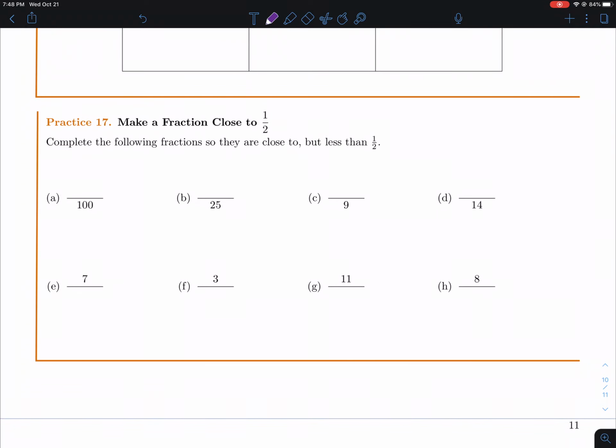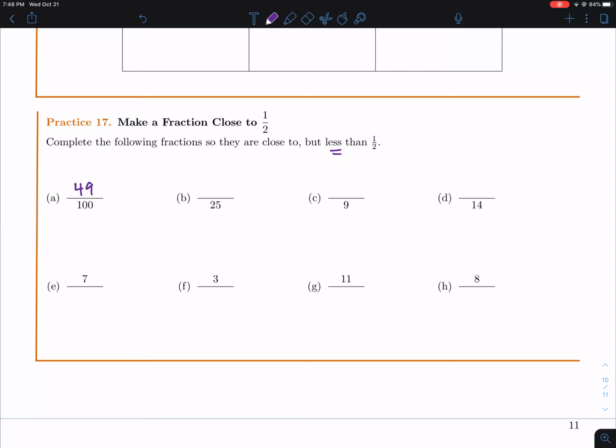And in the first one, you're trying to make the fraction as close to 1/2 as you can, but smaller than 1/2. So you don't want it to be exactly 1/2, and you don't want it to be bigger than 1/2. For example, the first one was 100. If I put 50 in there, that would be exactly 1/2. So that one's no good. That means I just need to go a little bit smaller. So I could use 49.